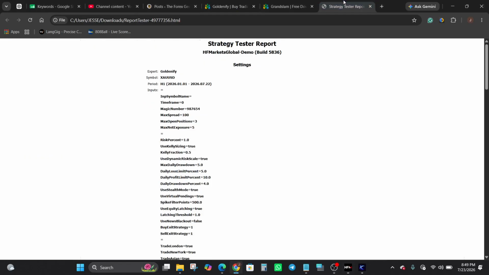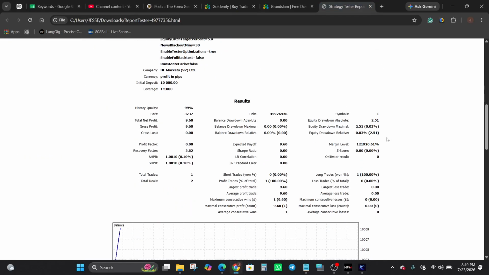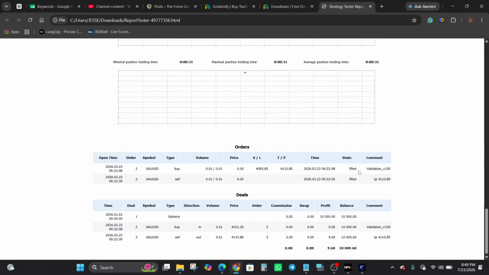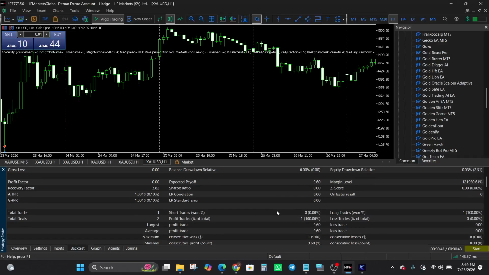Okay, let's just briefly go to the strategy tester report. We can see that validation V150, just a single buy trade, was actually executed on the 23rd of March 2026, and it closed just 31 seconds later via a take profit deal for a gain of $9.60. You can see that here, $9.60.